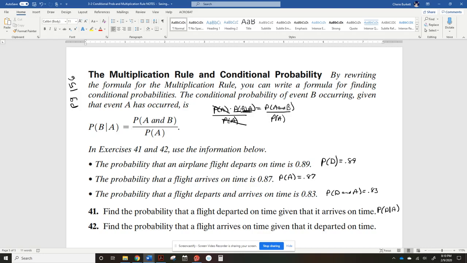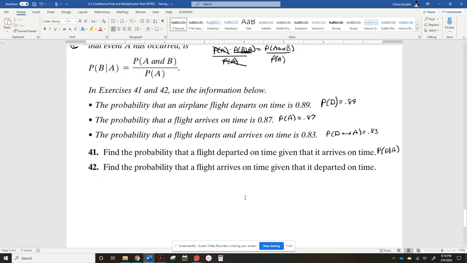So this is how we would do it. Now pay attention to the thing. So we're going to be looking for, let me scroll down here. If we're looking for departs given that it arrives on time, then we're going to find the probability that it departs and arrives on time, because that's what goes on top. Let's pay attention to the order. I don't think it matters, A and B is the same thing as B and A. We'll do it right here. Arrives and departs on time, given that, what's given goes on bottom.